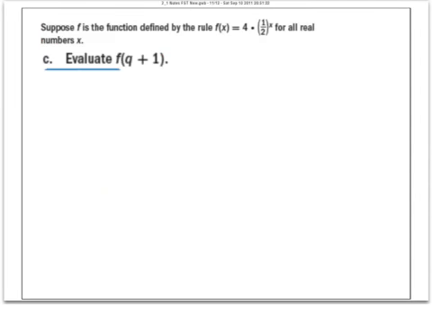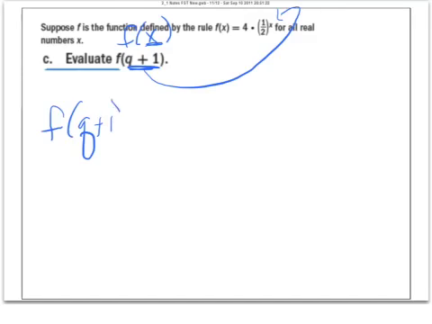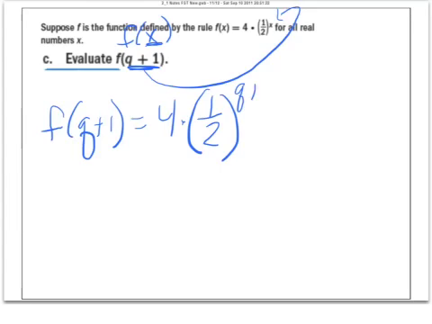So last slide, and what they want you to do here with the same function is evaluate f of q plus 1. Fine. This used to be f of x, by the way, folks. So notice they replaced x with q plus 1. So you go in wherever x is, and you replace it with q plus 1. It's as simple as that. So f of q plus 1 is equal to 4 times 1/2 to the q plus 1.